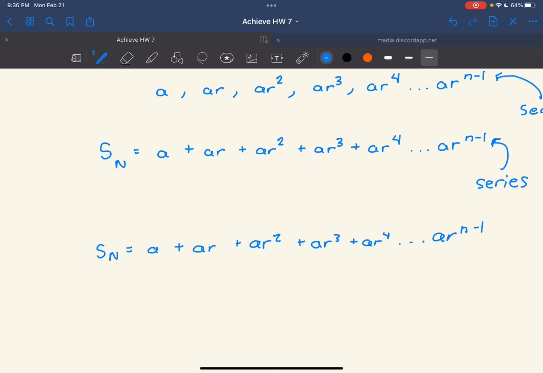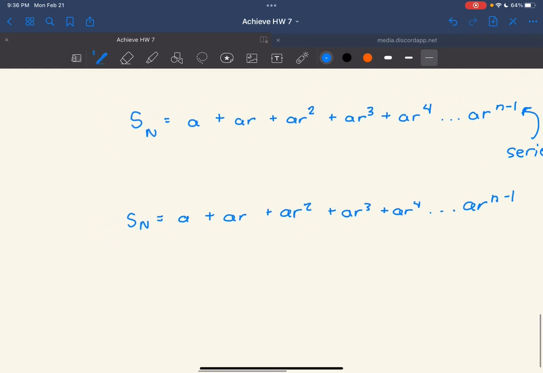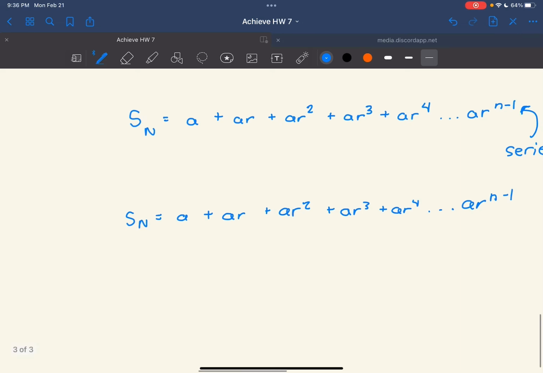All right, let's look at the next part. Some mathematicians were pretty much playing around, and they decided to multiply this side by r. Now all of these are going to be multiplied by r. So this is going to be r, r squared, r cubed, r to the fourth, r to the fifth, right? Once we multiply, we're just increasing the powers of r.